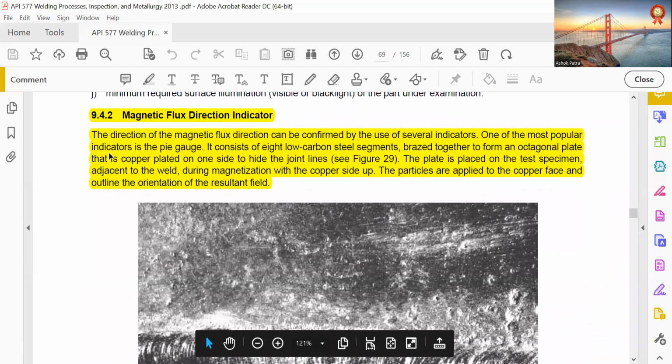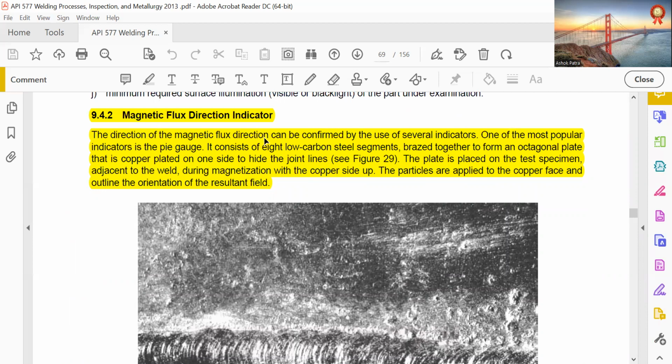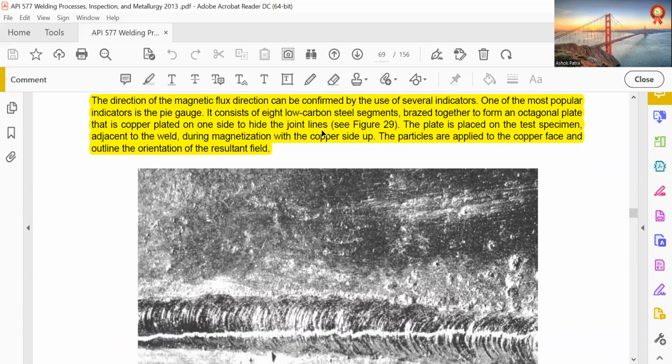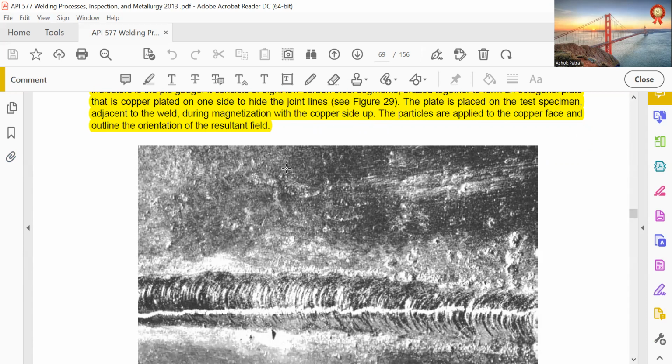Magnetic flux detection indicator. The direction of magnetic flux can be confirmed by use of several indicators. One of the most popular indicators is the pie gauge. It consists of eight low carbon steel segments brazed together to form an octagonal plate, copper plated on one side to hide the joint lines. The plate is placed on the test specimen adjacent to the weld. During magnetization, with the copper side up, the particles are applied to the copper face and outline the orientation of the resultant field.